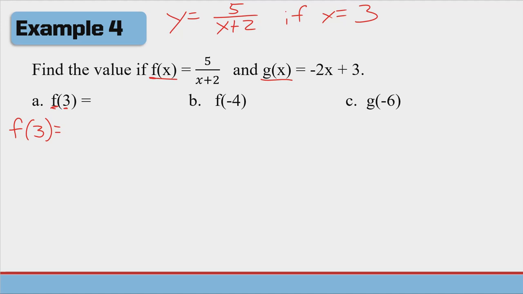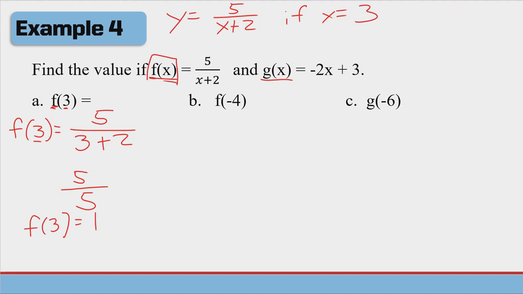So I am going to use this f function, and I am going to say 5 over x plus 2, except now they tell us that x is 3, right? So instead of x plus 2, I am going to write 3 plus 2. And then I'm going to use order of operations. I'm going to do that addition in my denominator spot, and then 5 over 5 is equal to 1. So f of 3 is equal to 1.